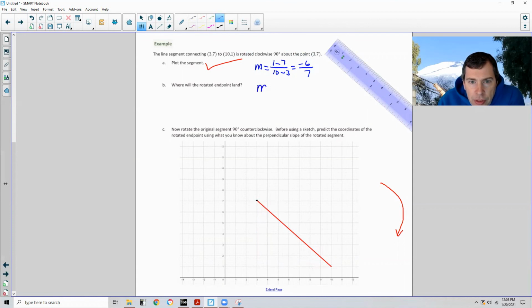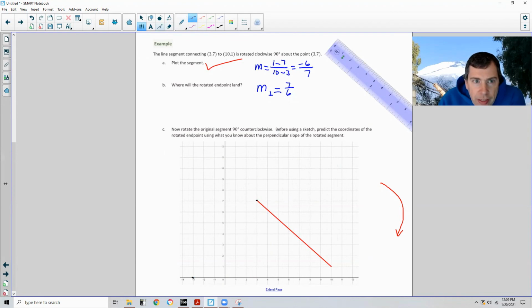The slope of the perpendicular would be the negative reciprocal, so it would be +7/6. So in other words, I would go up 7, right 6, or down 7, left 6, and that's what I will do. So I'll go down 1, 2, 3, 4, 5, 6, 7, over 1, 2, 3, 4, 5, 6. So it's going to end up right here.